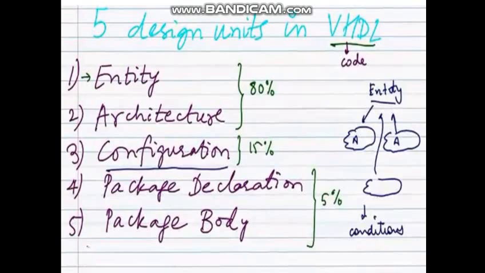So these are the 5 design units in the VHDL language: entity, architecture, configuration, package declaration, and package body. Okay. The next part we will discuss in the next video.